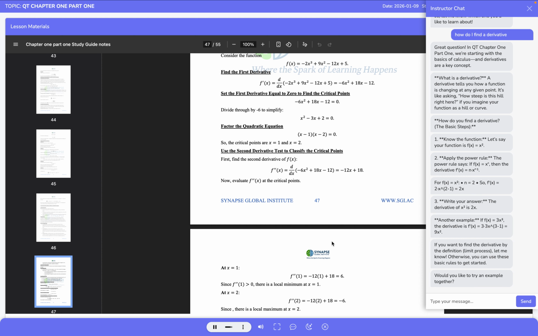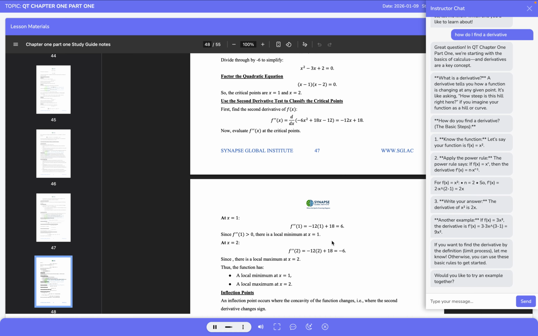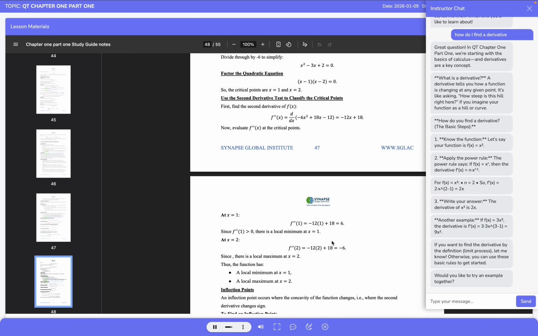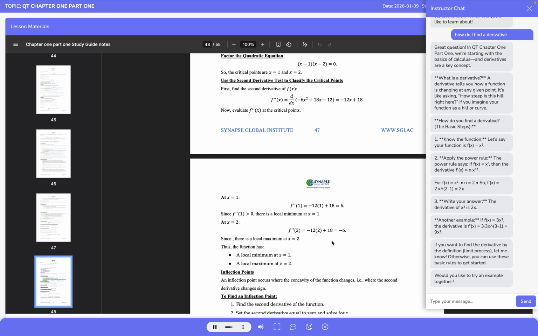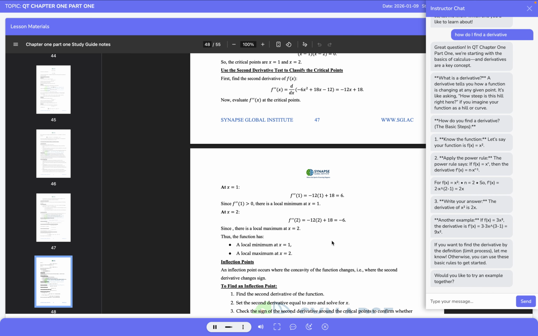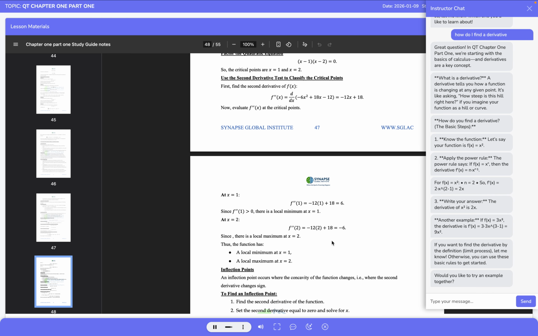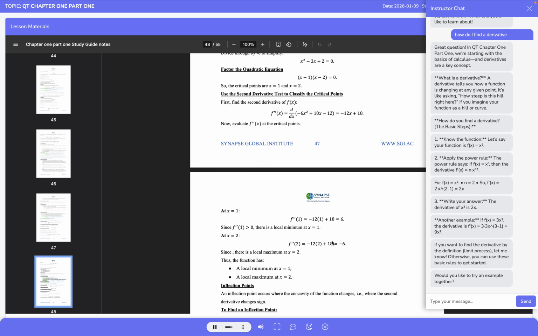Substituting values slightly less than 2, such as x equals 1, gives a negative value for the second derivative, indicating concave down behavior. Substituting values greater than 2, such as x equals 3, gives a positive value, indicating concave up behavior. Since the second derivative changes sign at x equals 2, this point is an inflection point.